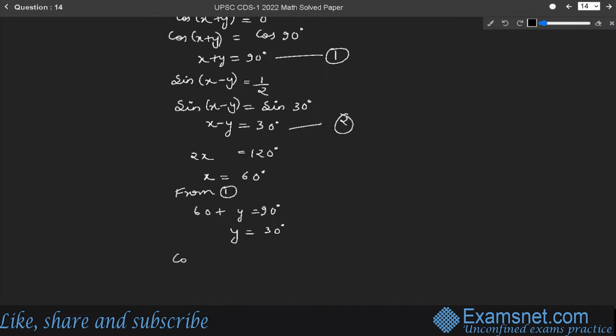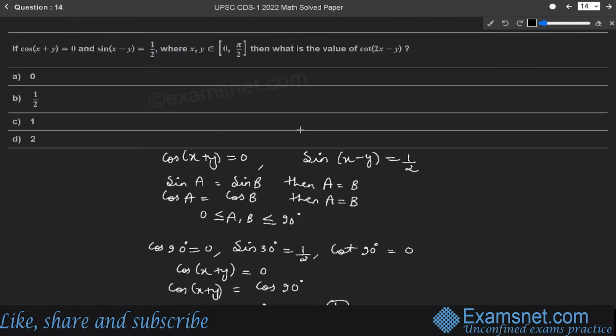Now we have to find cot(2x - y). So putting the values here, it will be cot(2 into 60 minus 30) degree, which gives cot 90 degree, and we know that cot 90 is 0. So the value of cot(2x - y) is 0. So the correct option for this question is option number A, which is 0.